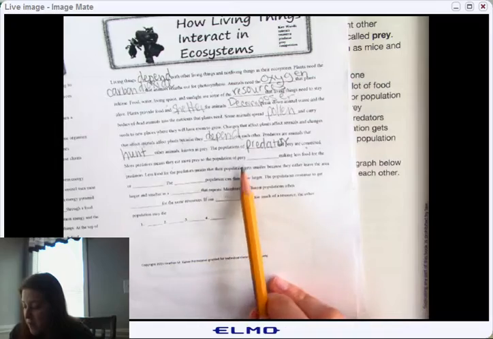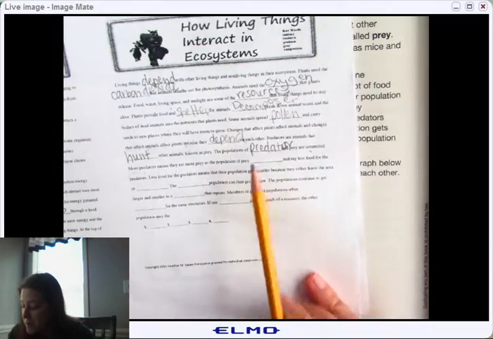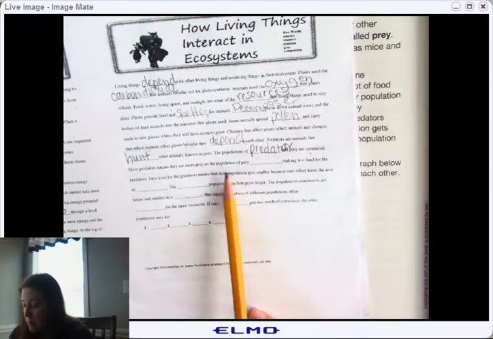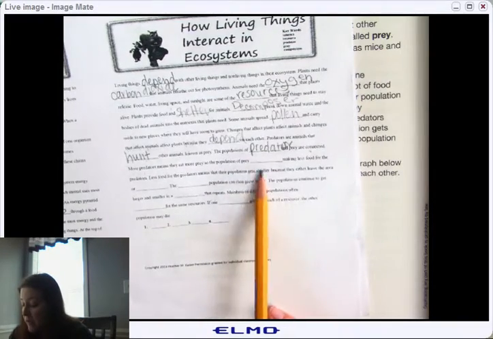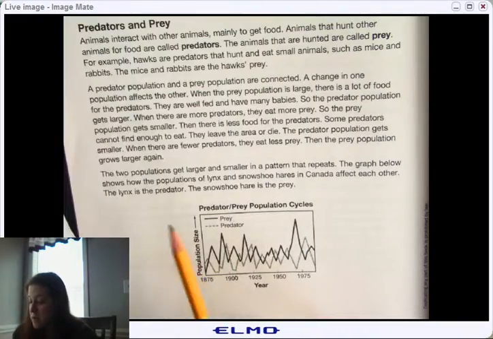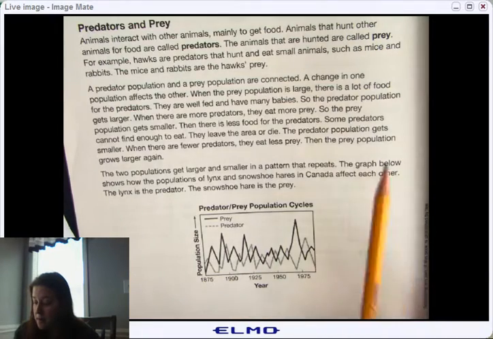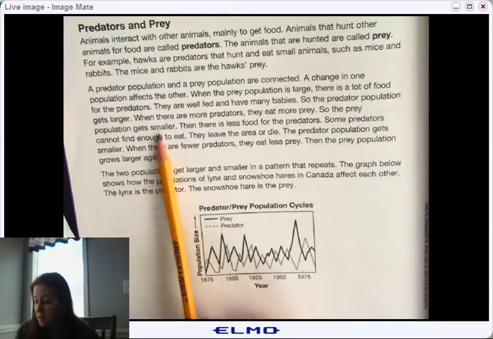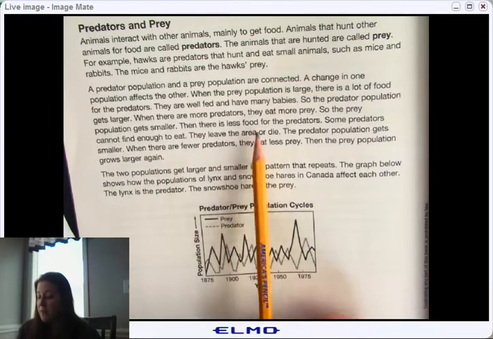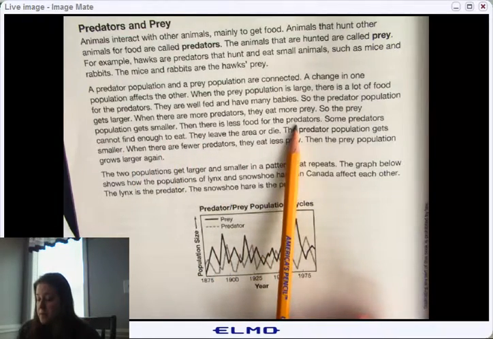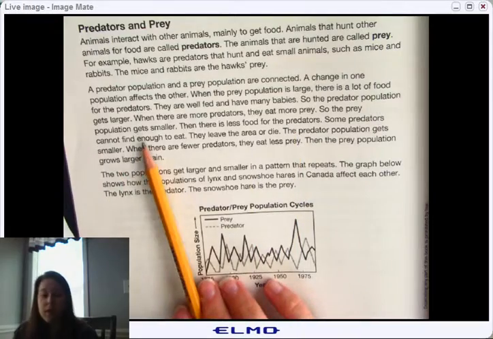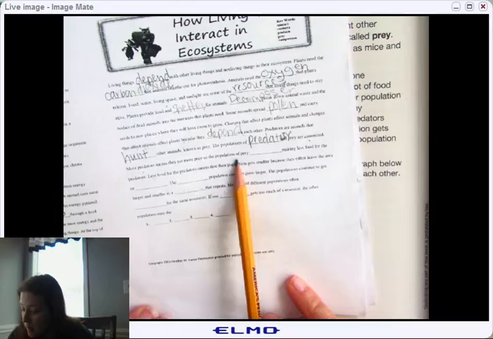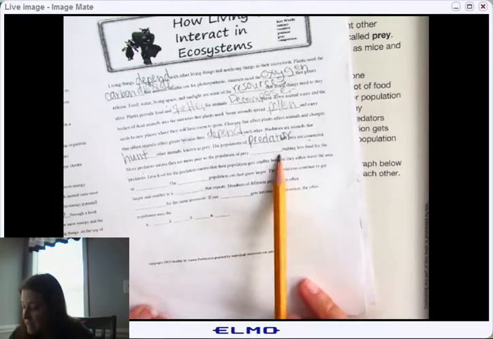So the population of prey gets smaller, making less food. More predators means they eat more prey. So the more the predator population gets larger, the more prey they eat, so the prey population gets smaller. There is less food for the predators. So if there's less food for those predators, they're going to have to move.